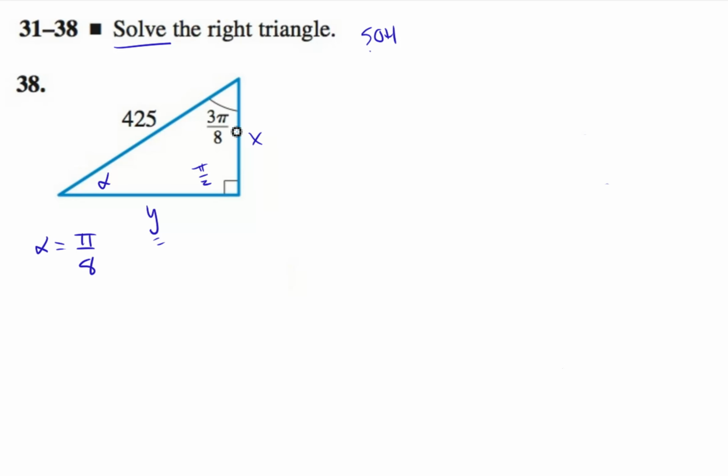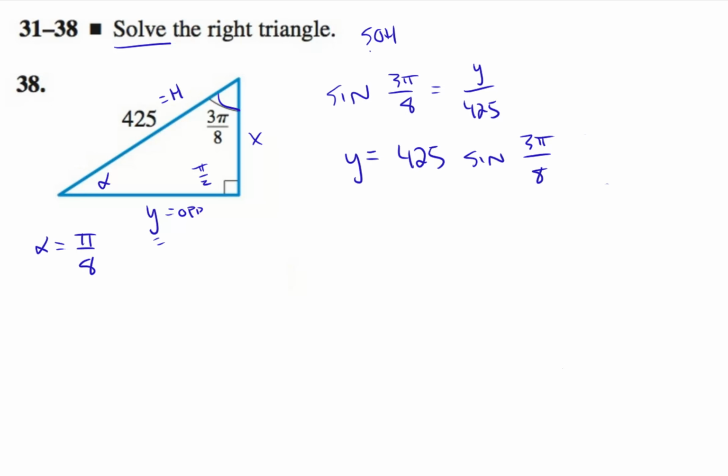So the sine of this angle is opposite over hypotenuse. So the sine of 3 pi eighths equals y over 425, right? This is the opposite. This is the hypotenuse, so the sine is y over 425. Now, unfortunately, I can't solve for this in exact form because I don't know what the sine of 3 pi eighths is. I can only use my calculator to approximate it.